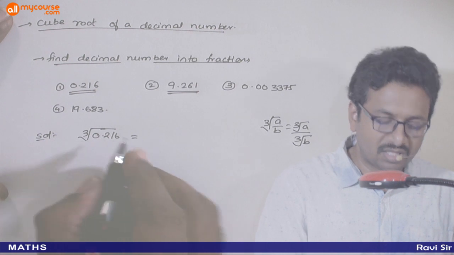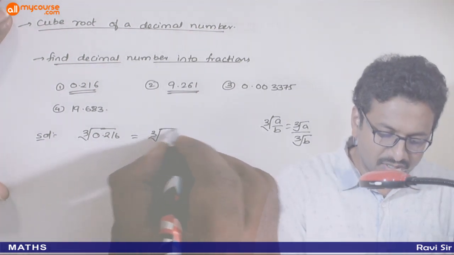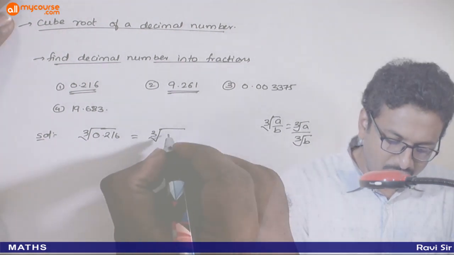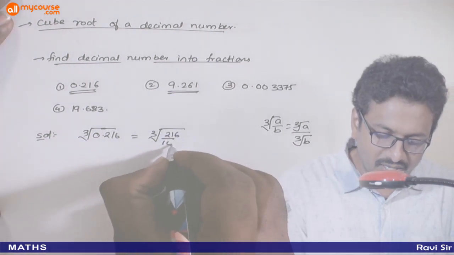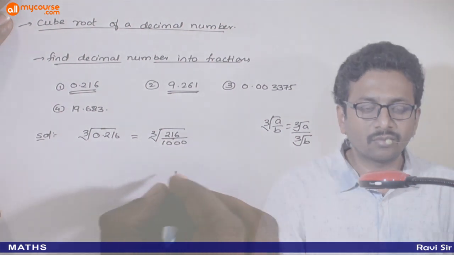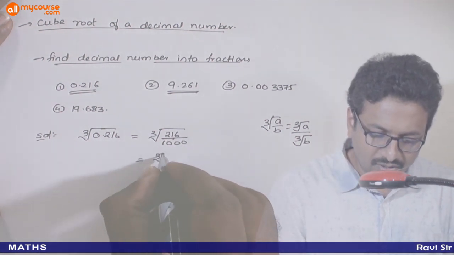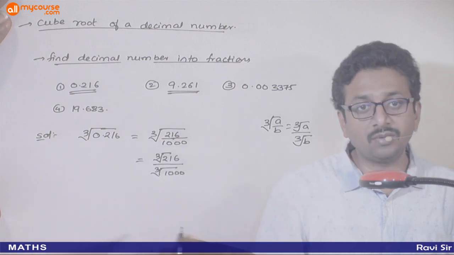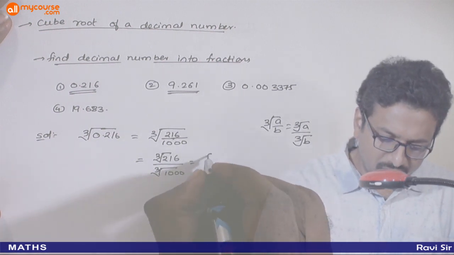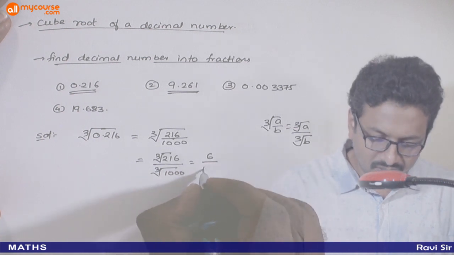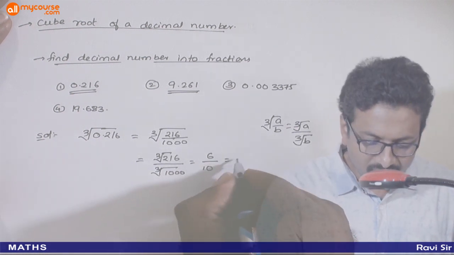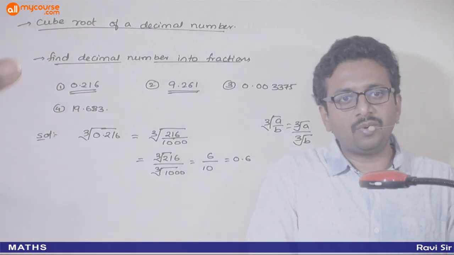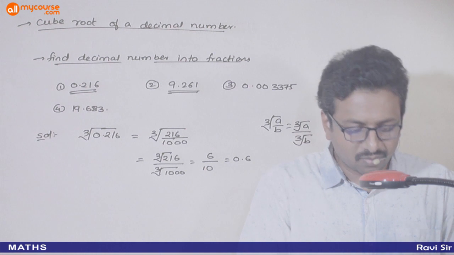So whenever you have decimal numbers, simply what you need to do is convert these decimal numbers into fractions. So 0.216 is nothing but 216 divided by 1000, which is nothing but cube root of 216 divided by cube root of 1000, which is equal to, cube root of 216 is 6, cube root of 1000 is 10, simply 0.6. So cube root of 0.216 is 0.6.